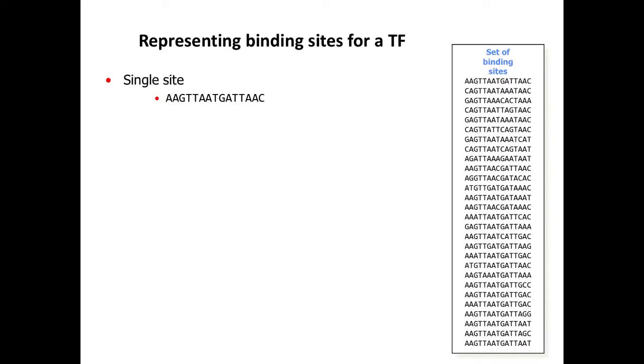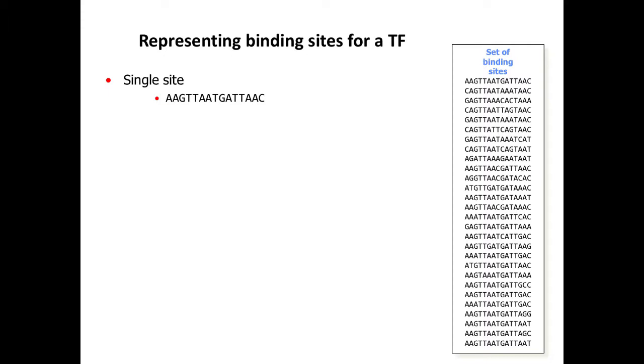Because a single transcription factor can actually predict a whole set of binding sites that are similar to each other, but they're not going to be identical, and the amount in which they are similar to each other changes from position to position.